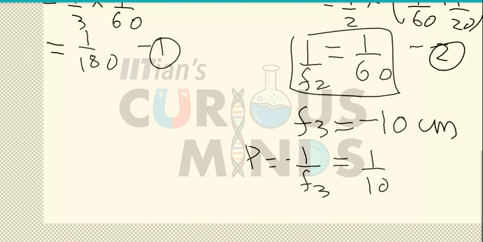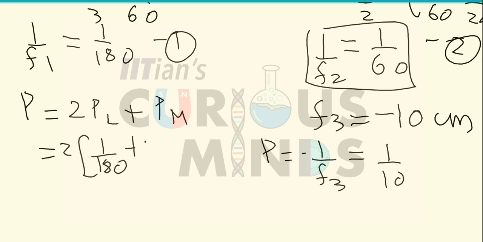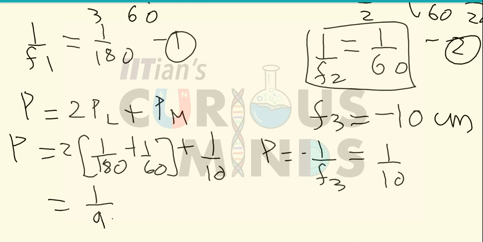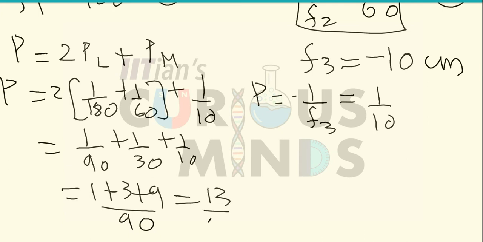The power of the combination will be equal to 2 times the power of the lenses plus the power of the mirror, since the ray is passing 2 times through the lens. So it will be equal to 2 times 1 by 180 plus 1 by 60, plus the power of the mirror, which is plus 1 by 10. This is the effective power of the combination. So basically it will be equal to 1 by 90 plus 1 by 30 plus 1 by 10. The LCM here is 90. So it is 1 plus 3 plus 9 divided by 90, which is equal to 13 by 90. This is the power.